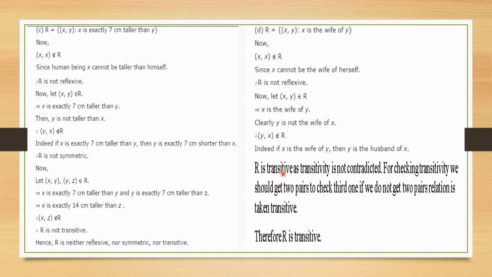But as it is not possible to get the two pairs, if x is the wife of y, then y cannot be the wife of anyone. So I'm not getting the two pairs. So transitivity is not contradicted here, because I'm not getting the two pairs for checking whether the relation is transitive. So in such a case, I have to take the given relation as transitive. So R is transitive.